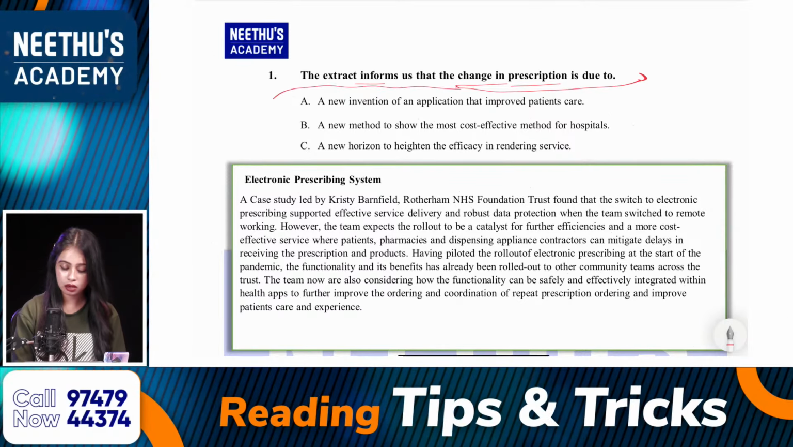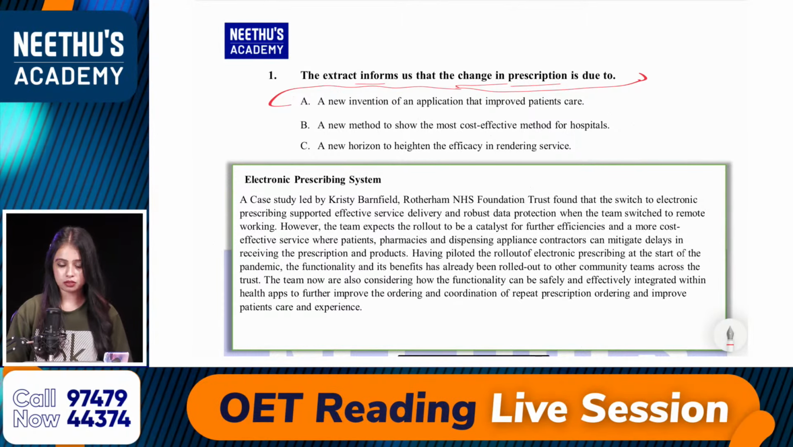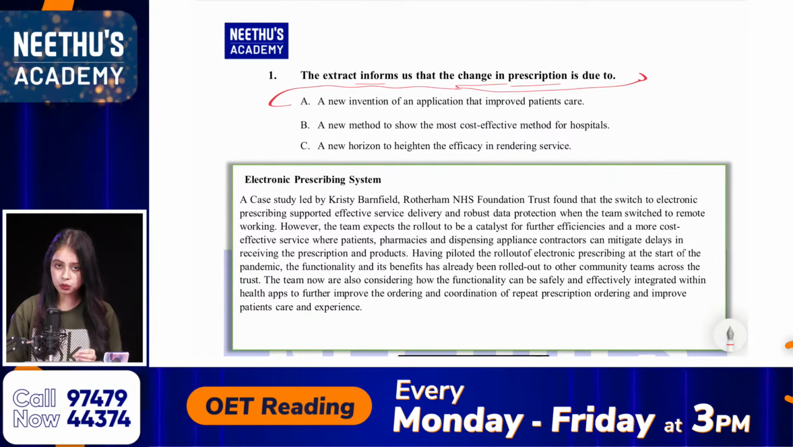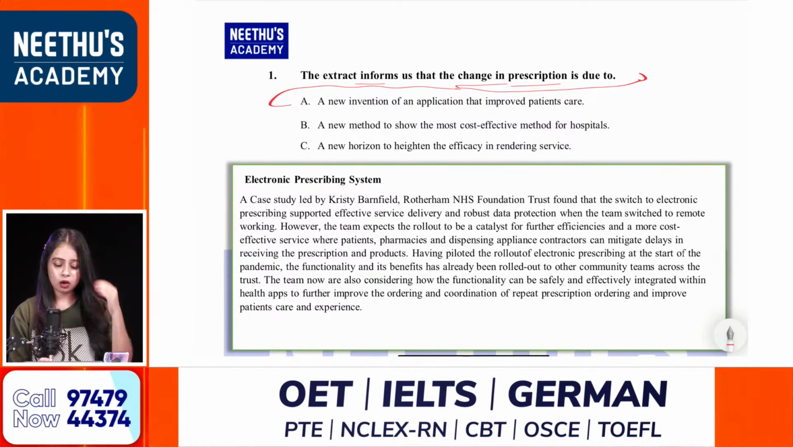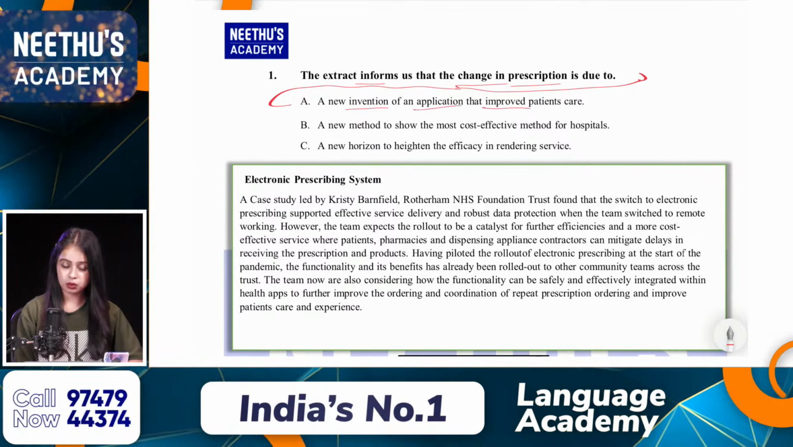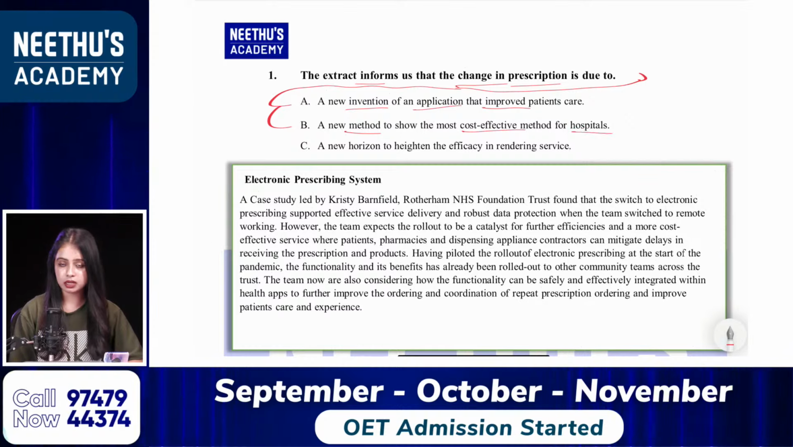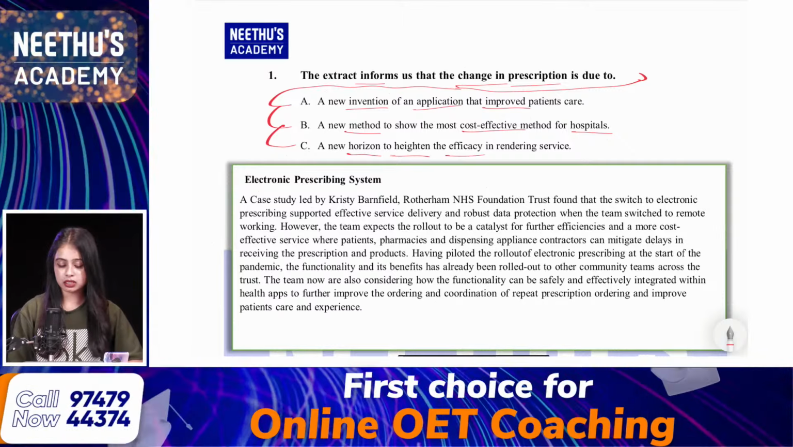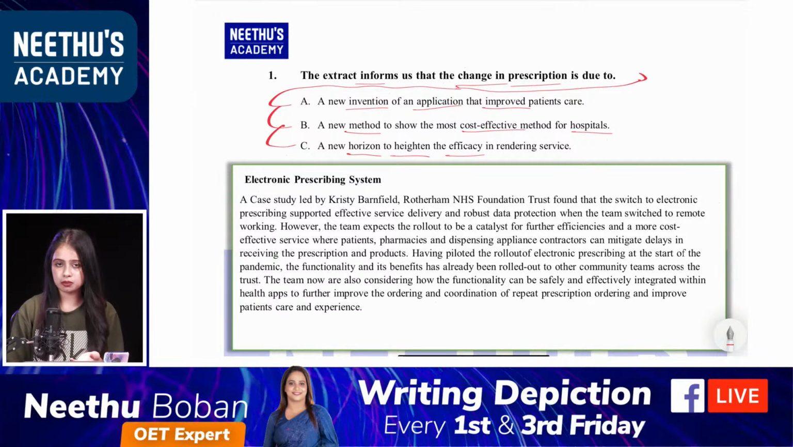Option A: new invention of an application that improved patient care. What are the keywords from option A? Just like marking keywords in the question, it is important to underline keywords from the options too. Option A: invention, application, improved. Option B: method, cost effective, hospitals. Option C: horizon, heighten, efficacy. These are my keywords from the 3 options, and they almost look the same.